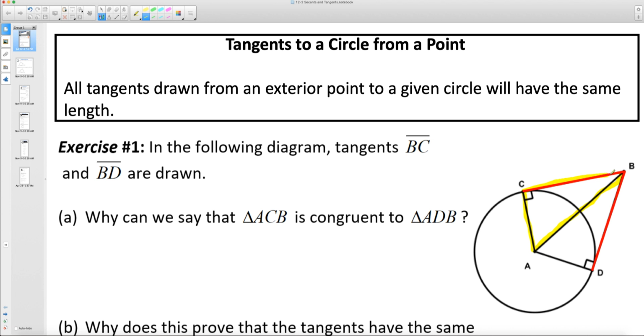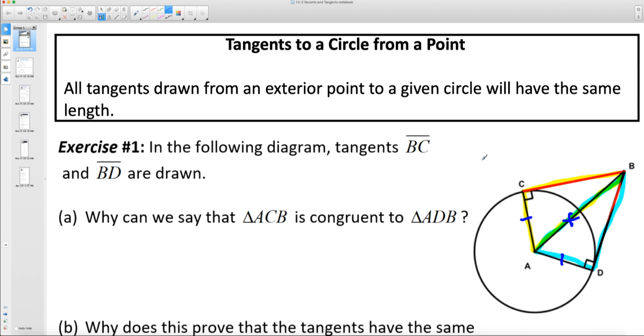So if we look at our two triangles, triangle ABC and triangle ABD, let's figure out why these two triangles are congruent. The first thing I could look at is that they have a reflexive side. That's easy enough. They both share AB, so AB is reflexive. That's one side. Then AC and AD are congruent because they're both radii of the circle. All radii are congruent.